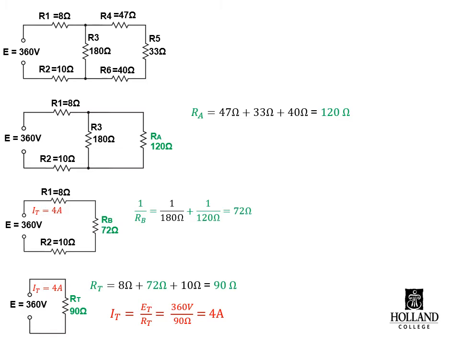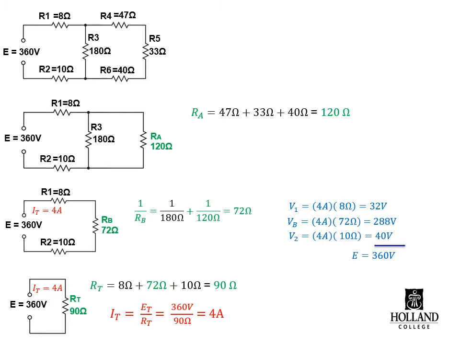So we found 4 amps. That 4 amps in our series circuit of step 3 will now help us find the voltages for each of those series components. And sure enough, we get V1 of 32, VB of 288, and V2 of 40 volts. When we apply Kirchhoff's voltage law to that, we end back up with our 360 volts for our source.